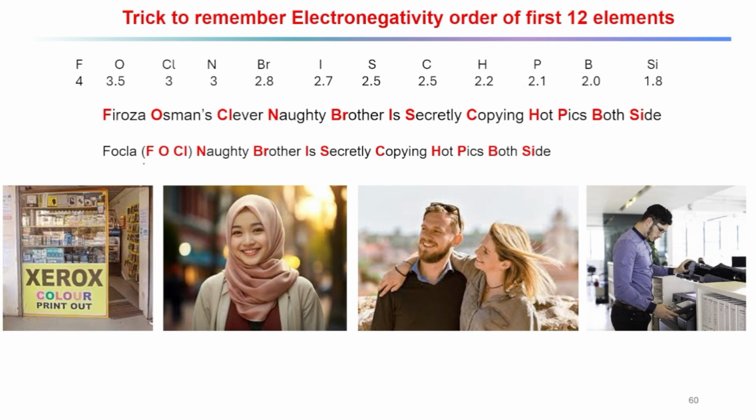Or if you know the meaning of Fokla, you can remember like this also: Fokla naughty brother is secretly copying hot pics both side. In Bengali, Fokla means someone who doesn't have teeth. So he has lost many teeth. That's why we call it Fokla. So from the Fokla, you can remember these first three atoms: fluorine, oxygen, and chlorine. And then naughty brother is secretly copying hot pics both sides. That is the same as above.